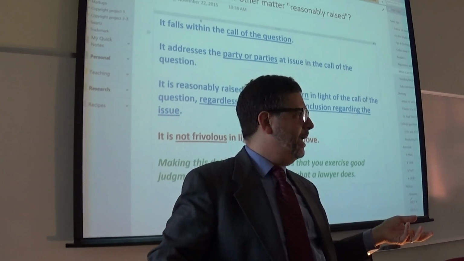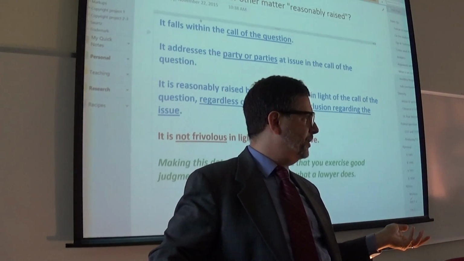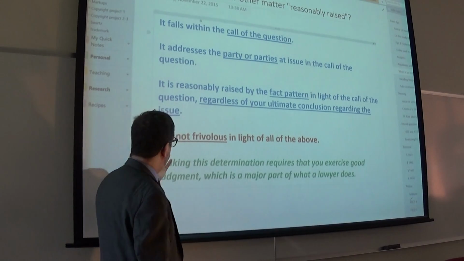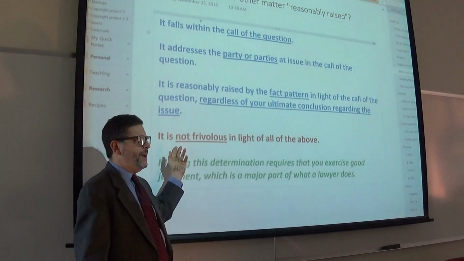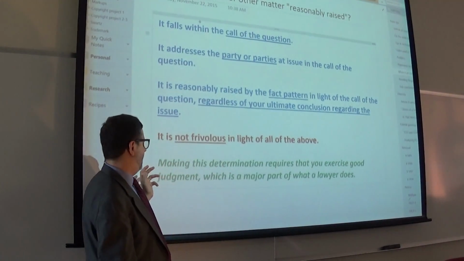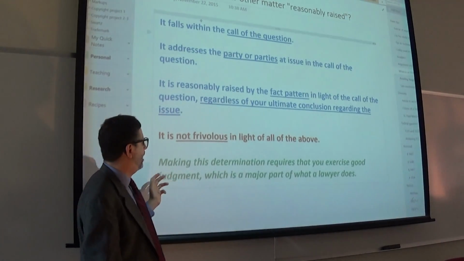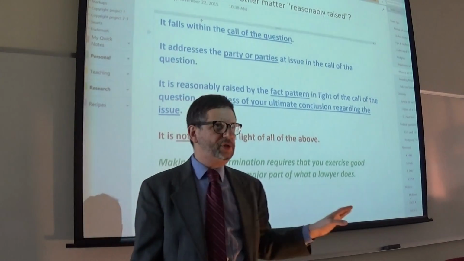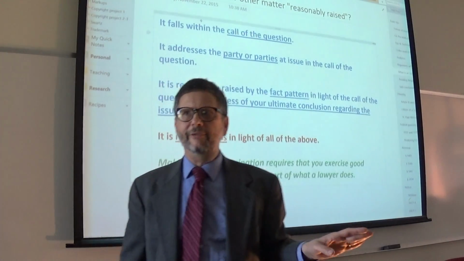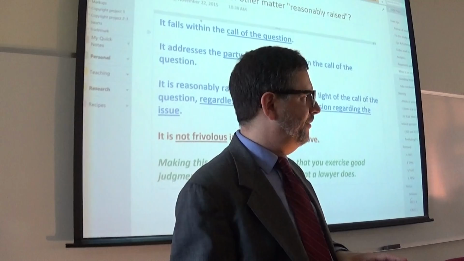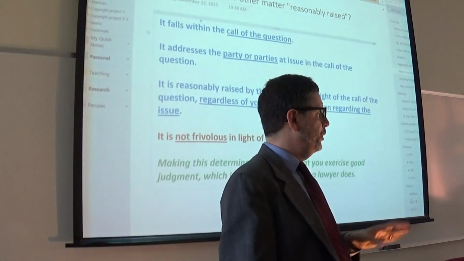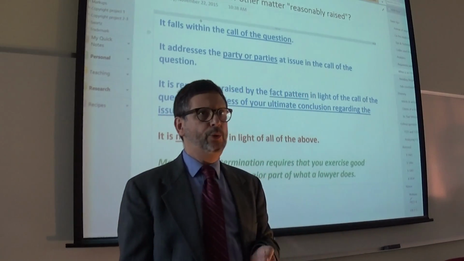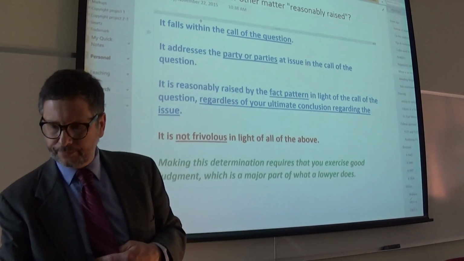So in a minute, I'm going to make a distinction between what's reasonably raised and what's negative issue spotting. But just to give you a hint, negative issue spotting may be when the issue itself is frivolous in light of all of the above. Now this requires you to exercise good judgment. And again, this is part of what a lawyer does. I've given you all the time you need to finish the final examination. But for you to do that successfully, you have to exercise good judgment and use your time wisely.